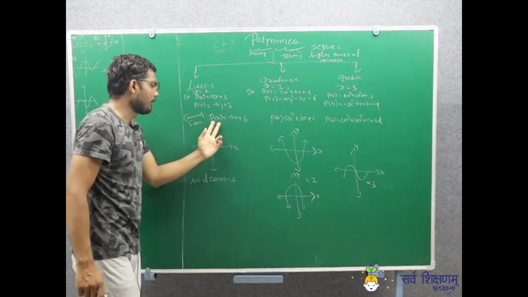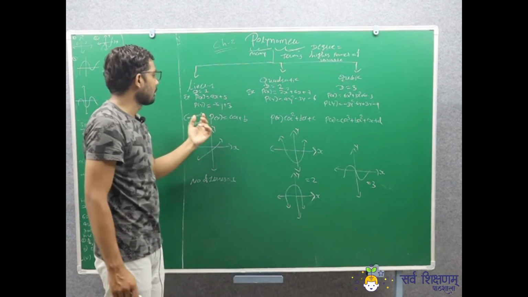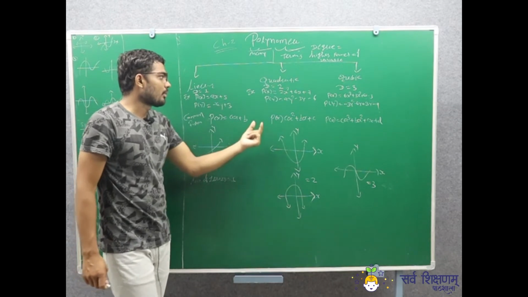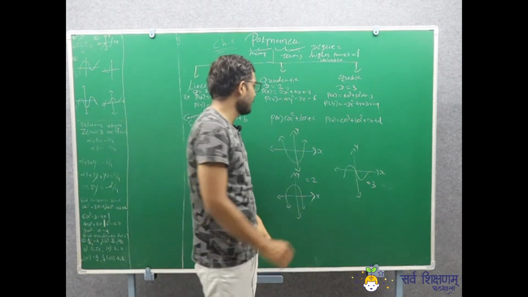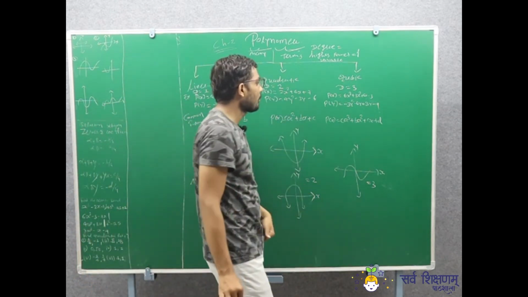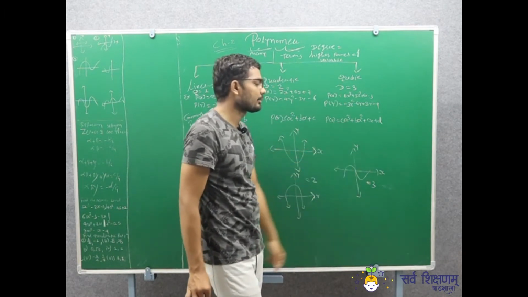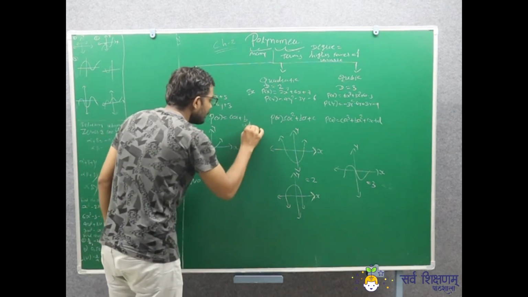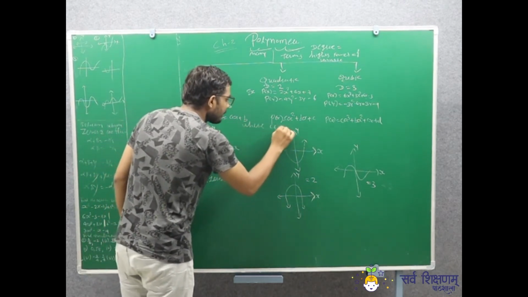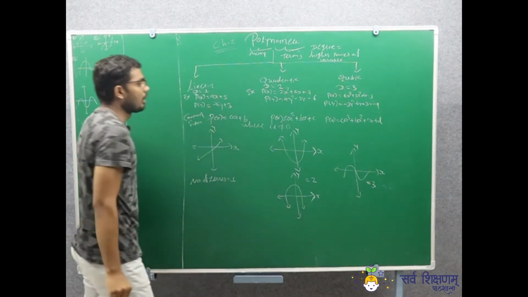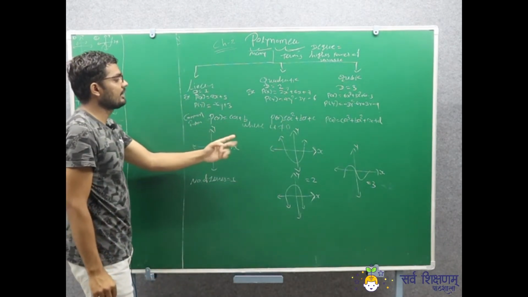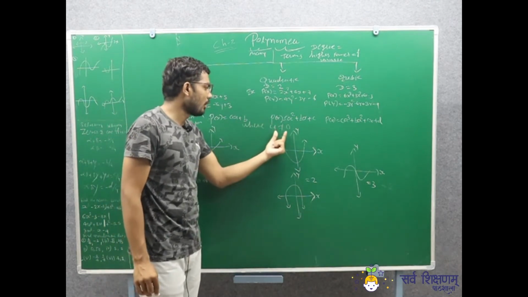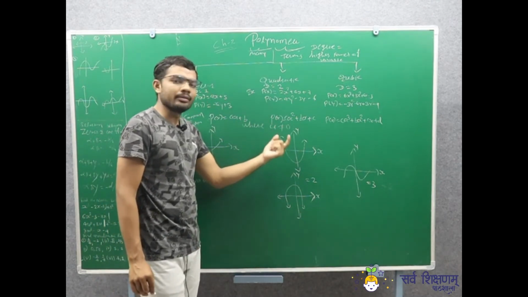Common form of linear polynomial: P of x is equal to ax plus b. Common form of quadratic polynomial: ax square plus bx plus c. And the common form of cubic polynomial: P of x is equal to ax cube plus bx square plus cx plus d, where a does not equal 0. B and C and D you can put 0, but A is always not equal to 0.